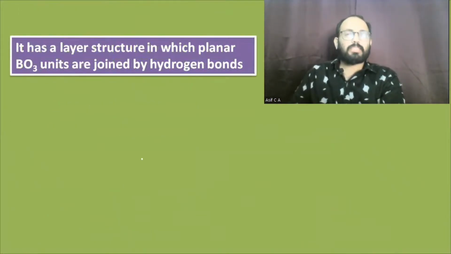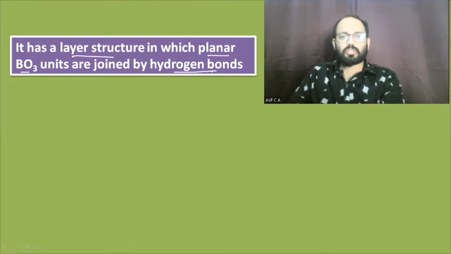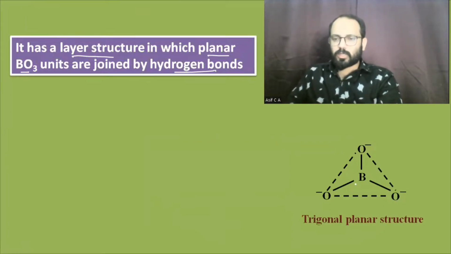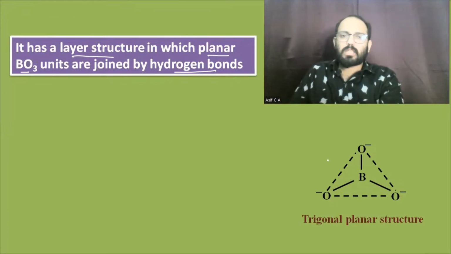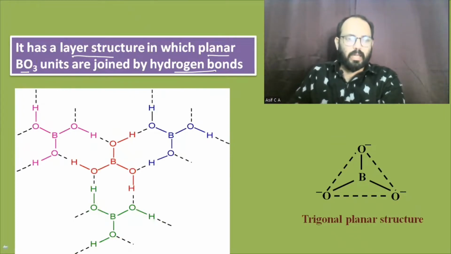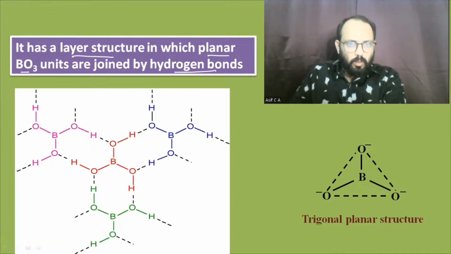H3BO3 has a layered structure with planar BO3 units joined by hydrogen bonds. You can see the BO3 units here. This is the trigonal planar BO3 unit. These BO3 units are joined by hydrogen bonds. You can see the hydrogen bonds here. Look at that. These are the BO3 units, and the units are joined together by hydrogen bonds.